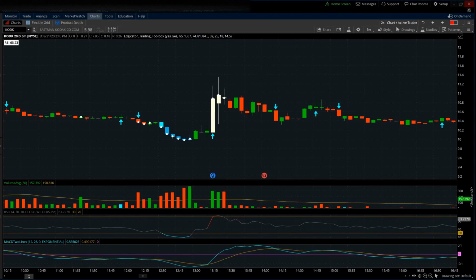What's up, traders? Let's go over the Edgicator Trading Toolbox, which takes 3 key indicators a lot of traders use to inform their trades and gets rid of them so we can free up our chart and visualize the same data in a much more useful and efficient way.